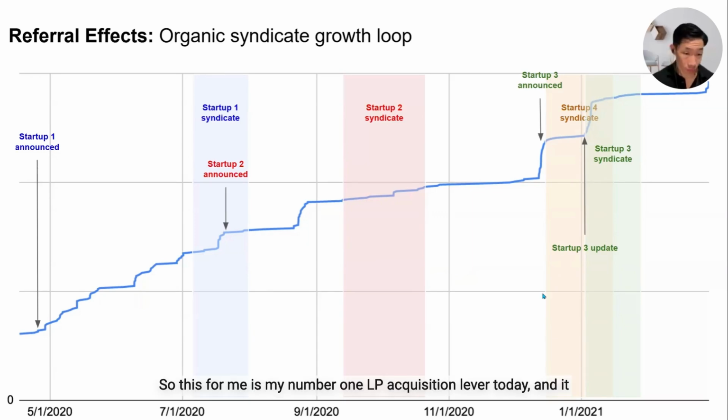Okay, so this for me is my number one LP acquisition lever today, and it costs $0, but it only works at scale, which is an argument of why you should invest time into building a large investor network.